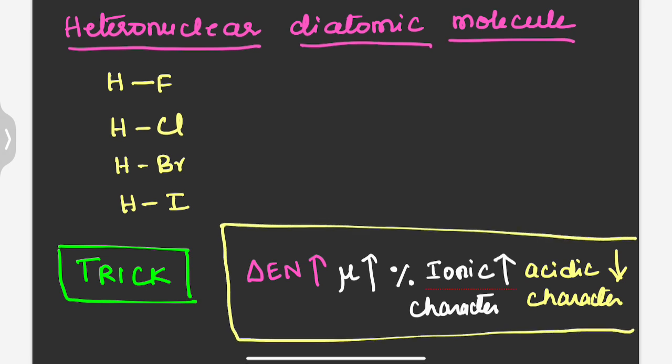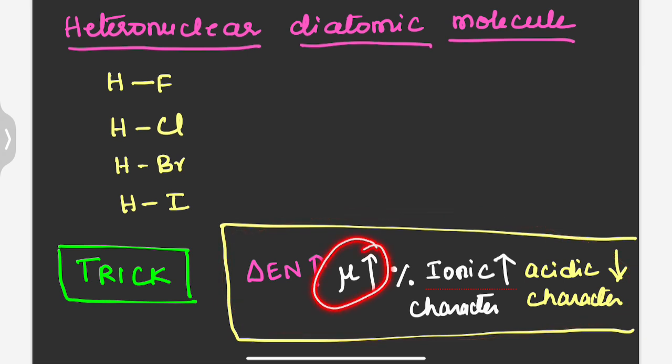So using one trick, you will be able to solve many types of questions. So how will you find the dipole moment? If you know their electronegativity difference, you can find their dipole moment. If you know the dipole moment, you can say whether their percentage ionic character is increasing or decreasing, and also you can find their acidic character. So now the question is, out of these 4 molecules, which is more acidic in nature and which is less acidic? Can you tell me which is a strong acid and which is a weak acid? By using this trick, we are going to find.